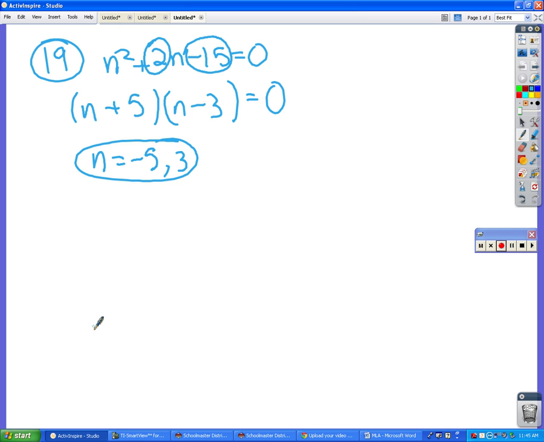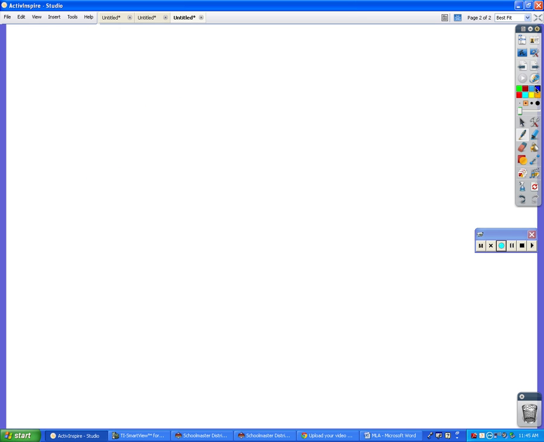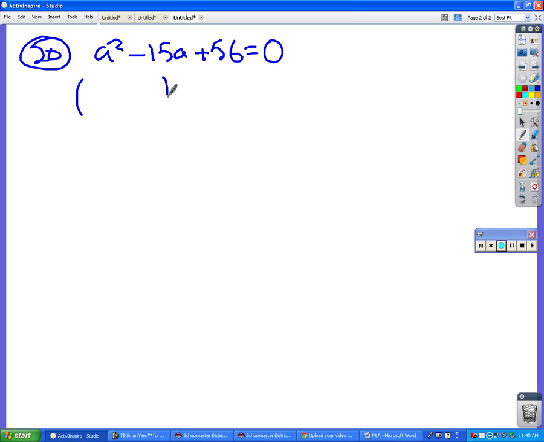And that's pretty much going to be the whole same game for the rest of these, but a couple of funny things happen, so we can go over them. So starting out, same deal. What goes in the front? A and A. And then I need two numbers that multiply together to give me positive 56 and add together to give me negative 15. Negative 7 and negative 8.